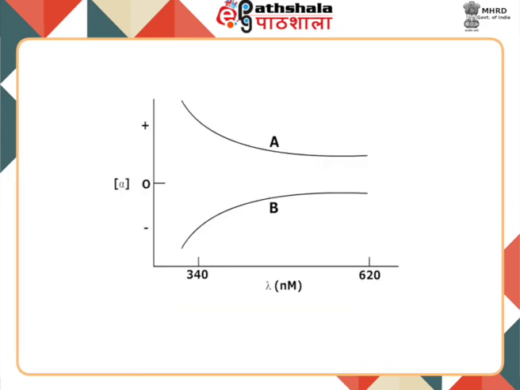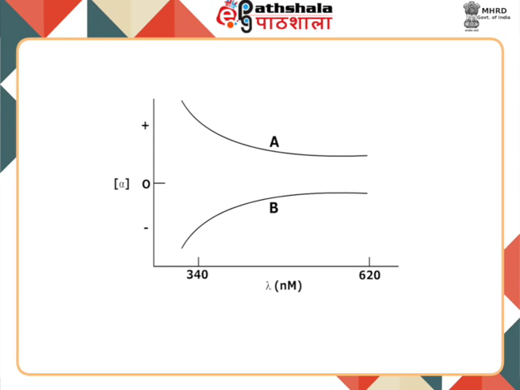Usually two types of plane curves are observed. Plane positive optical rotatory dispersion curves: graph A represents a plane positive ORD curve. Plane positive ORD curves are obtained when the specific rotation increases with decreasing wavelength. In other words, clockwise rotation is plotted positively.